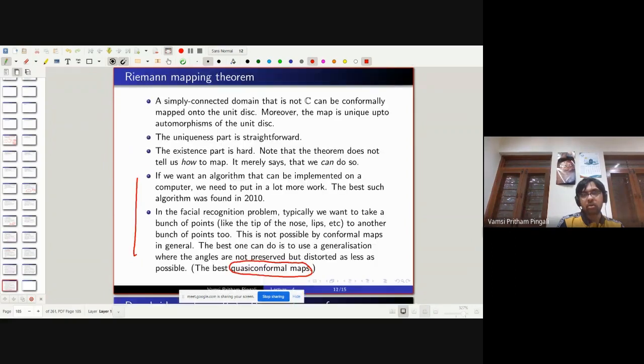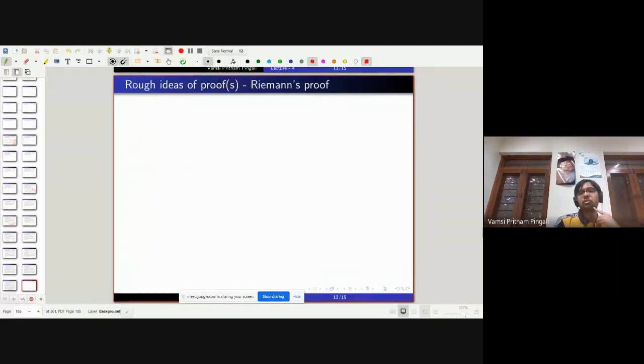So the problem is the proof of the Riemann mapping theorem is so difficult that not only do I not have time to do it, I'll be surprised if you will do it for your students too. I mean, I don't know, but nonetheless, I'll just give you a brief idea of Riemann's original proof because it is so very pleasant. There are several proofs of this theorem.